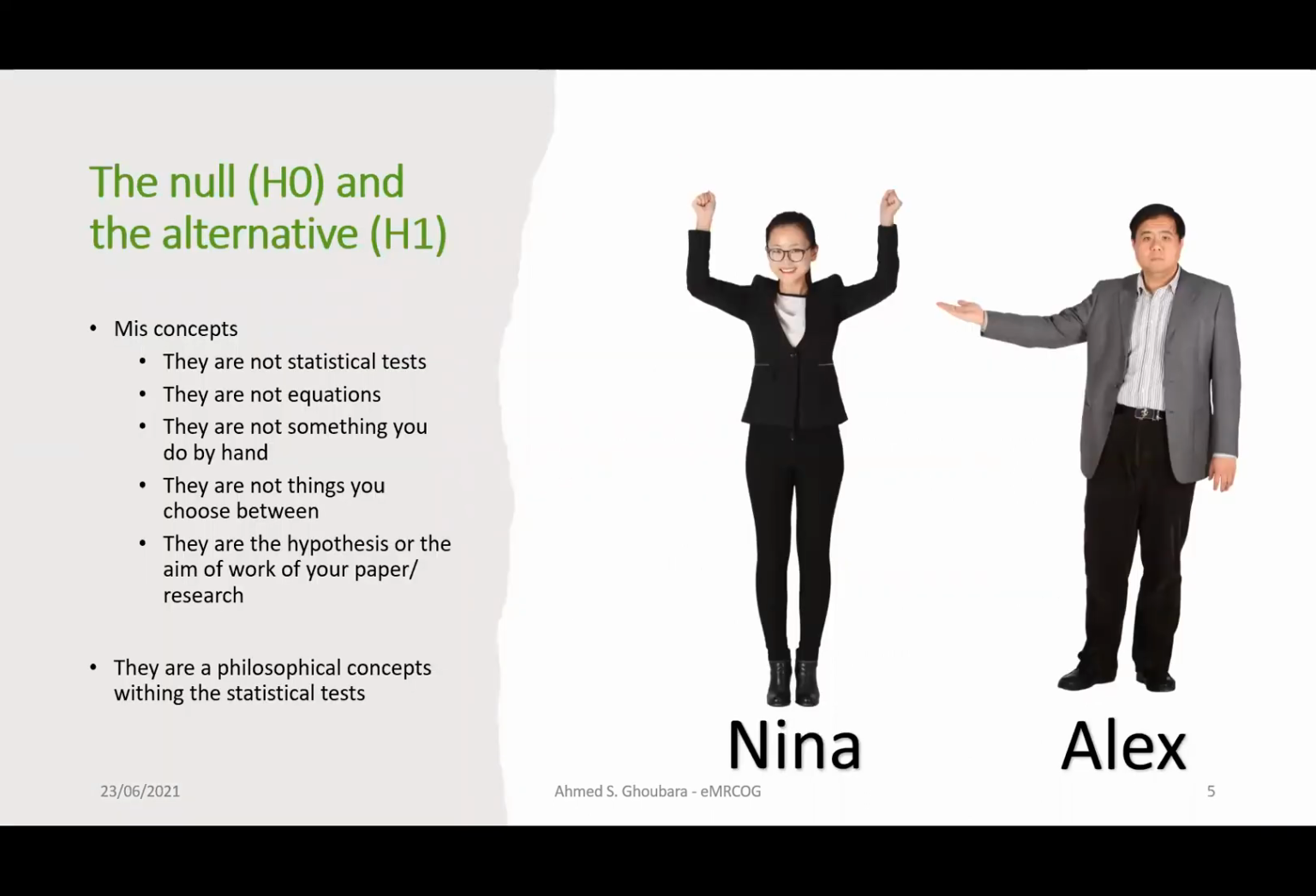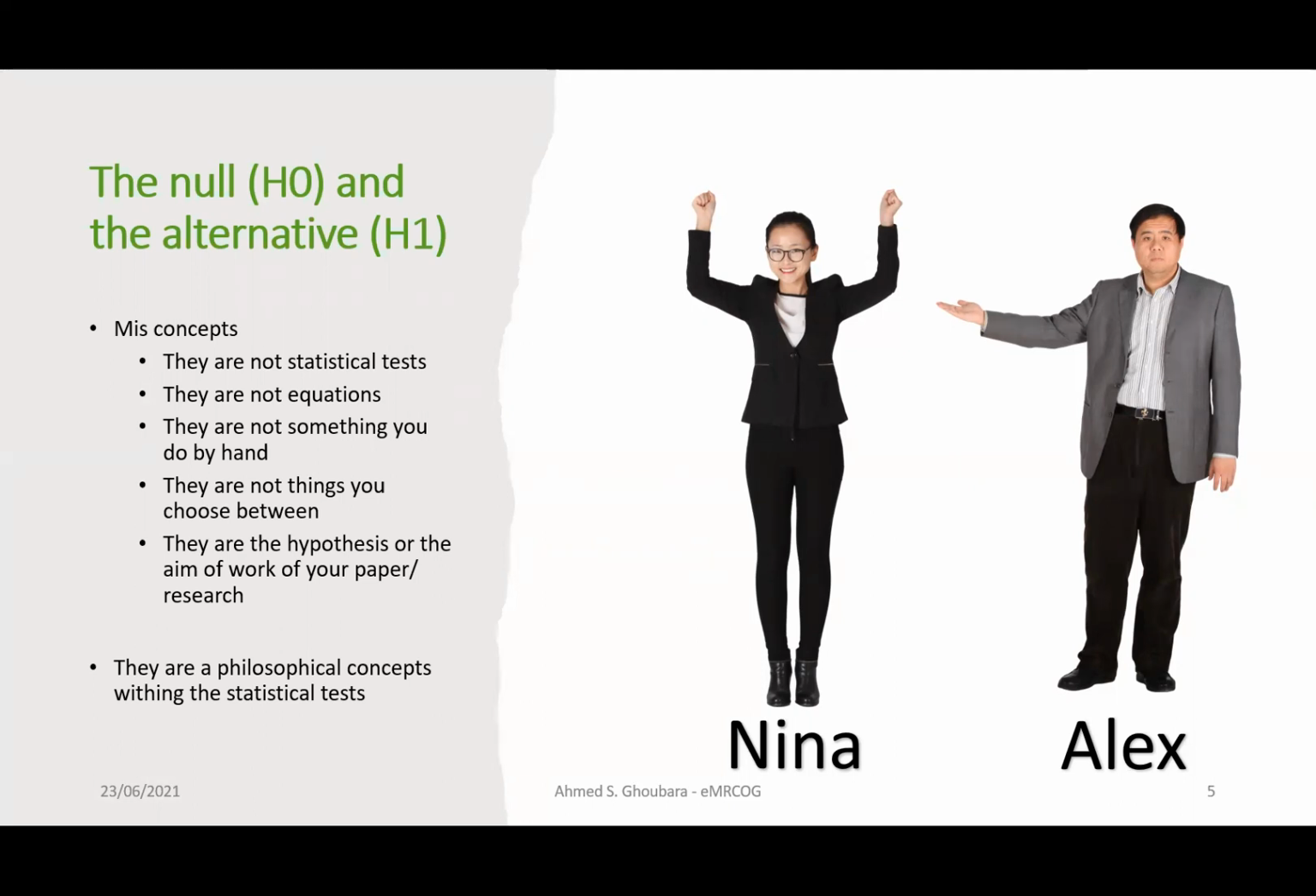And the idea of the null and the alternative hypothesis, I'd like to start with because there are so many misconceptions. Some people think the null and the alternative hypothesis are statistical tests, like the chi-square and t-test and ANOVA and correlation, and they are all different things. They're not equations, and they're not something you can do by hand. They're not things you choose between. You're not going to say, I will choose the null hypothesis this time, but next time I will choose the alternative hypothesis. No. This is not what we're talking about.